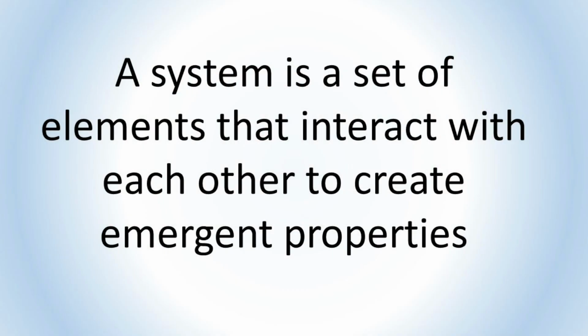For our purposes, though, we need something a little more precise and focused. So let's try this. A system is a set whose elements interact with each other to create emergent properties. Now we must unpack this definition and explore its implications, starting with what we mean by a set.